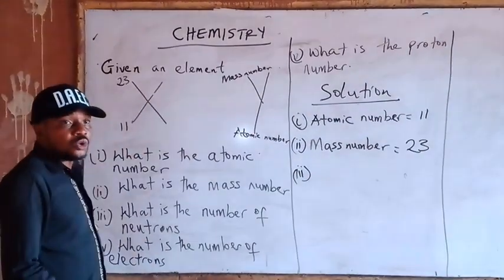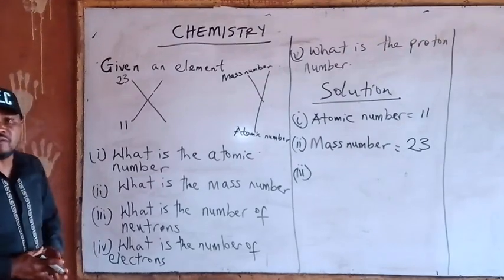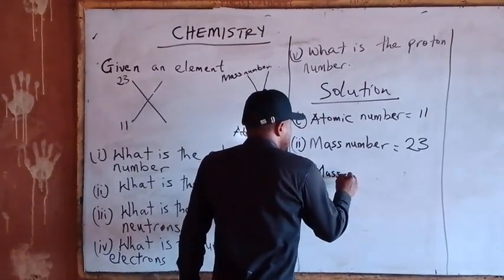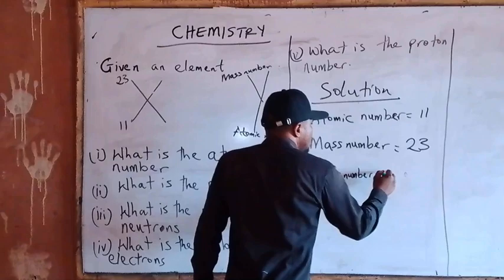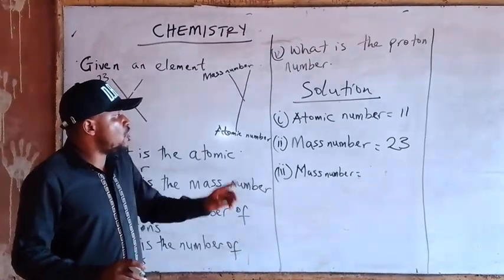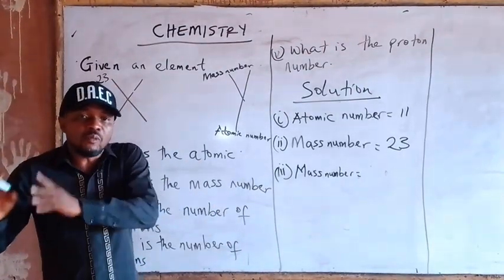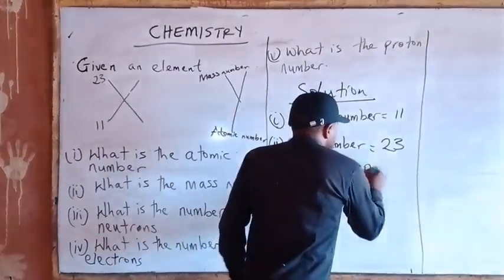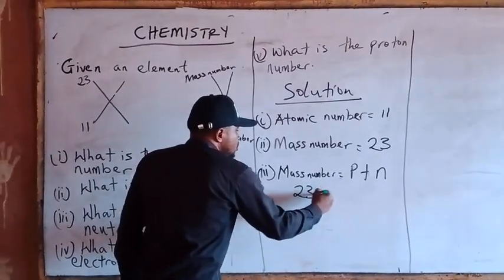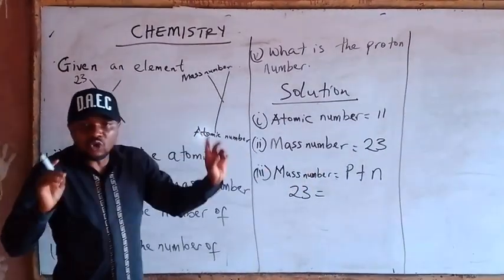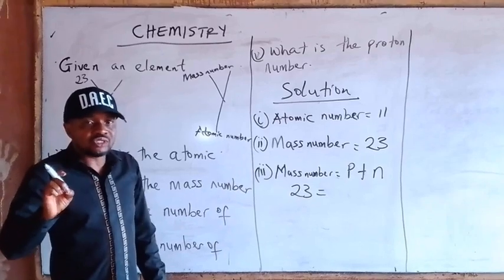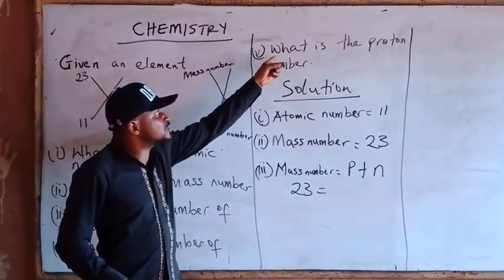What is the number of neutrons? If you go back to the definition of mass number, it equals the sum of proton and neutron, and I told you atomic number is equal to the number of protons. Now the mass number is what? 23. We are substituting proton. Take note, atomic number is equal to the number of protons in an element.